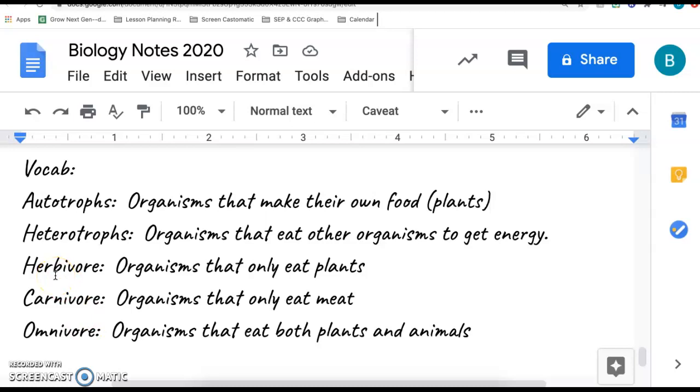Okay, so that's just a quick run through of your 5 vocab words. We will talk about these in class, but there they are for you.